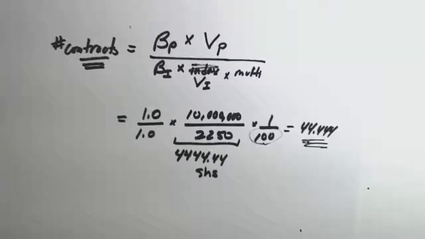Now you can't buy 44.44 contracts, so you have to round up or down. If you round up, you may overhedge. If you round down, you may underhedge.